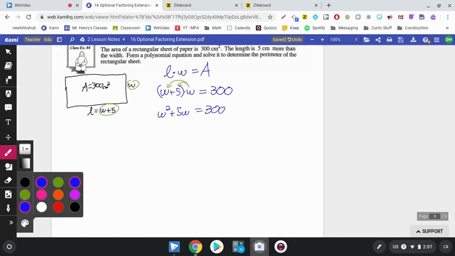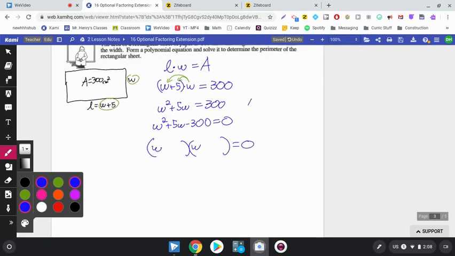And then you'd say, ultimately, I want to solve this thing. Well, I have to set it equal to 0. So I move that 300 over. I subtract 300 from both sides. And now I have a quadratic set up in a way that I can solve it. I would factor that thing by inspection.